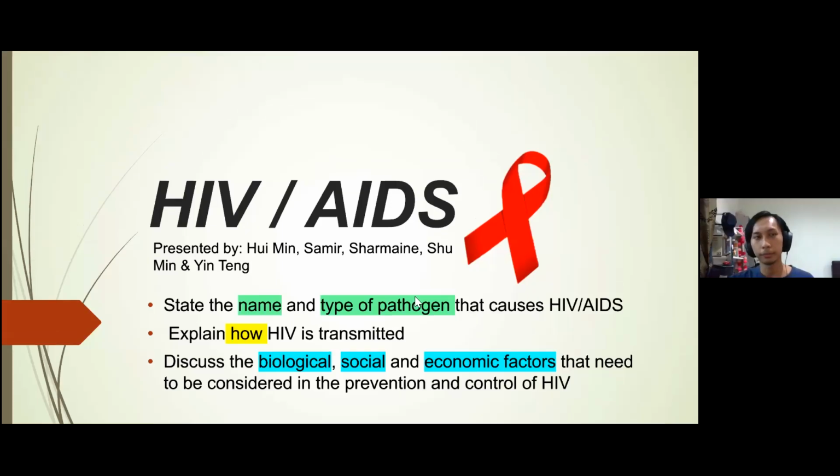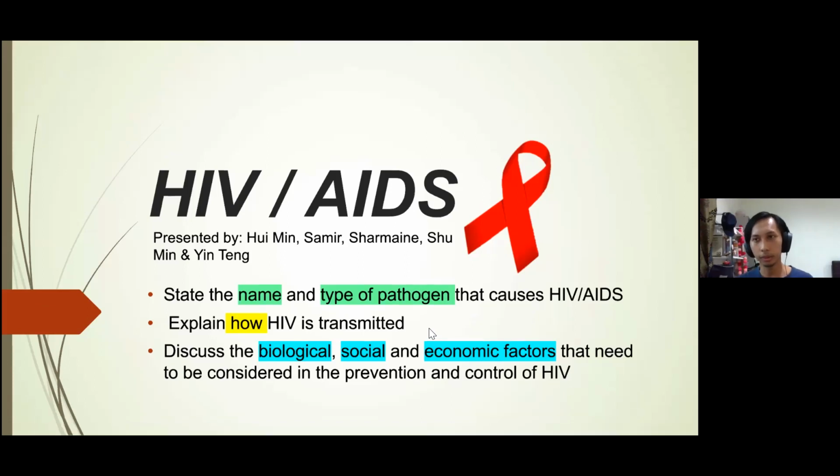Okay. Good evening, everyone. Today, me and my group mates will be presenting HIV and AIDS. The learning outcomes for this presentation are to state the name and type of pathogen that causes HIV, explain how HIV is transmitted, and discuss the biological, social, and economic factors that need to be considered in the prevention and control of HIV.